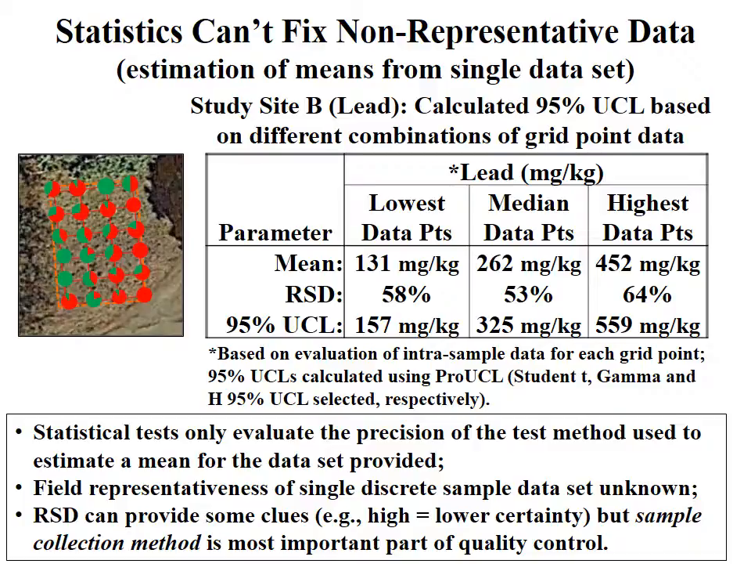Now what if we took the highest concentration of lead reported at any individual grid point? Then we come up with a mean concentration of 452 milligrams per kilogram. RSD still a little high, 64%. The 95th percent UCL now is 559 milligrams per kilogram. So even just looking at the UCLs, depending on which random set of discrete samples you tested at the site, they could fall between 157 ppm and 559 ppm. So which one of these is real? Well, you have no idea, because you have no idea which set of data is actually representative of the site.